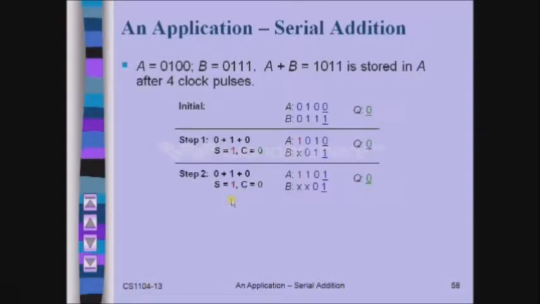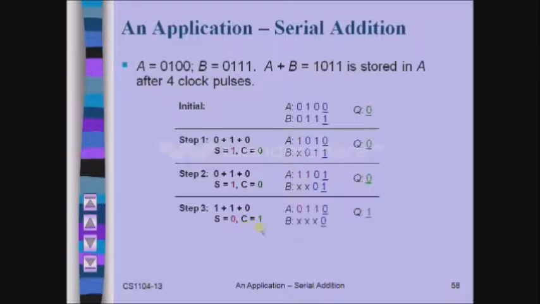During the second clock pulse, this 1 as well as 0 is added along with the Q. So here you can see 0 plus 1 plus 0, and sum is 1 and carry is 0. Now this sum is copied into the MSB of the register A, and Q is 0. During the third clock pulse these two ones are added along with Q, therefore sum is 0 and carry is 1, and this sum is again copied into the MSB of the shift register A, and the output now here is 1, that is the carry is 1.